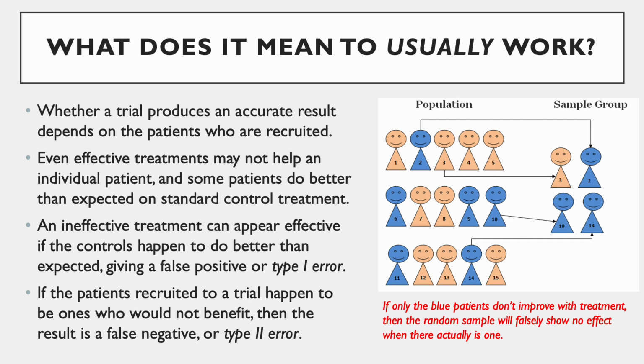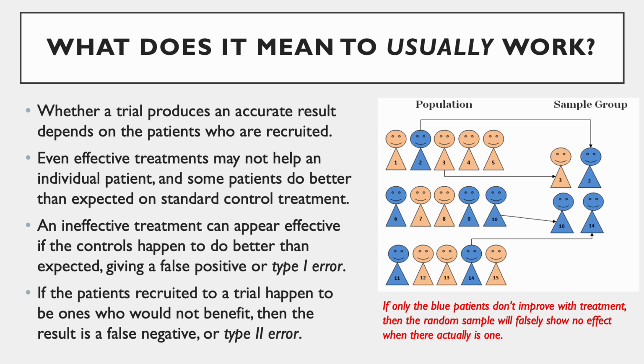So it's kind of funny to say that an experiment usually works when we know that it's only really done one time. But what that means to say is that there's an element of randomness in every clinical trial. And the randomness comes from the patients that are sampled. And it's possible for the patient population that's sampled to just happen to be that it would make an ineffective treatment look like it was effective.